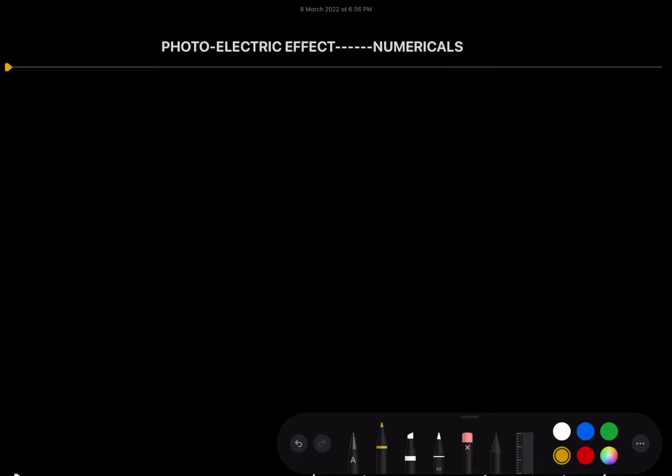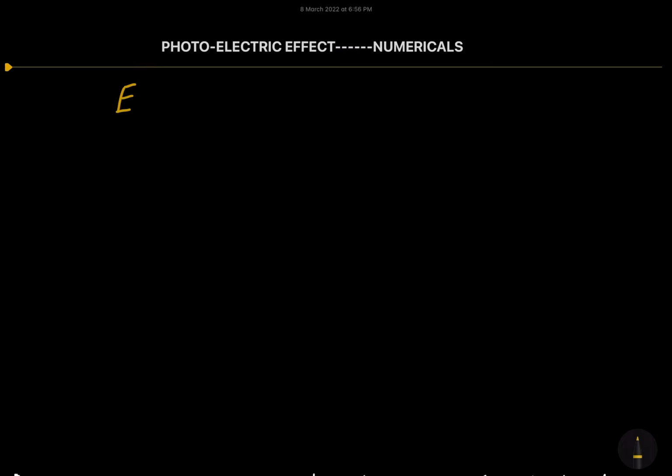My dear students, today I am going to solve some numericals on the photoelectric effect which we have done in the previous class. So let me write down the formula which we are going to use for solving the numericals. So here I am writing the formula of the photoelectric effect, and it is the energy of a photon that strikes the metal surface is equal to the work function of that metal plus kinetic energy, the maximum kinetic energy that an electron will acquire after ejection.